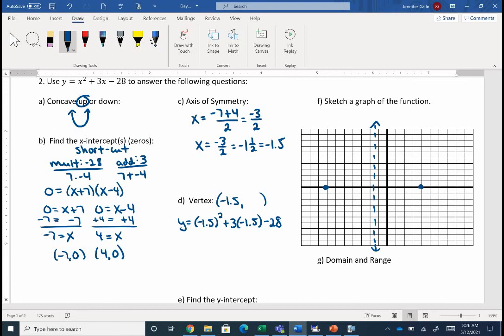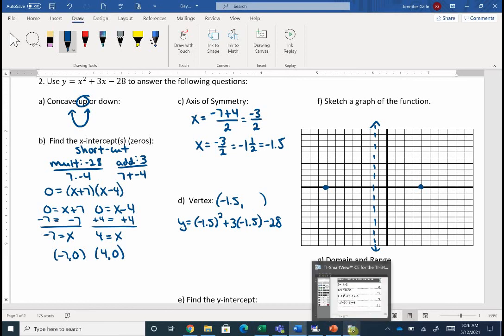So finding the vertex can go pretty quick. Add two numbers together, divide by 2. We've got the x part of it. Substitute in for x. It's a little bit of plug and chug in the calculator, and we're good. So I will show you again how to enter that.